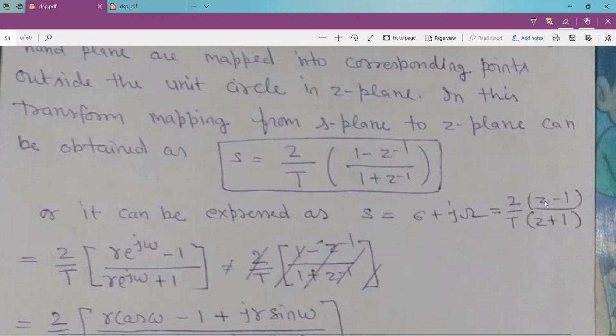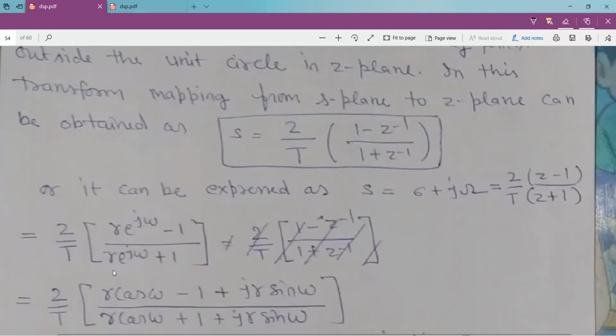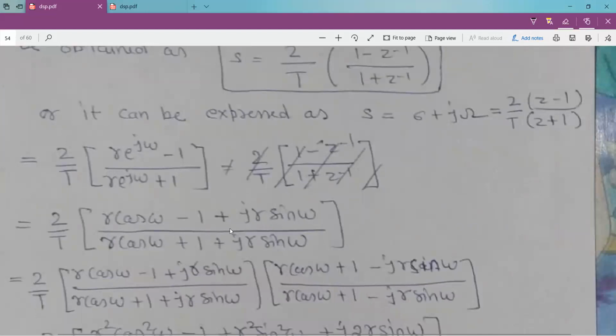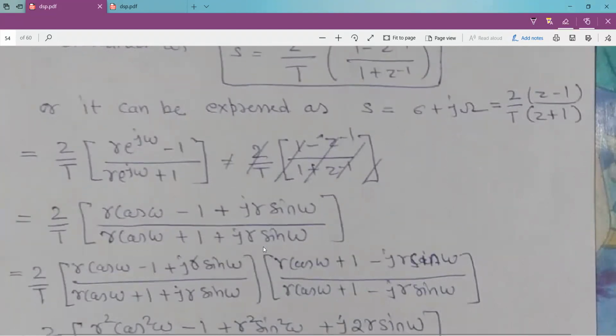As Z is also a complex number represented as R e raised to the power J small omega, where small omega is the digital frequency. So if we put the value of Z here, we will obtain the expression in terms of (R e raised to the power J omega minus 1) upon (R e raised to the power J omega plus 1). E raised to the power J omega is a complex number that can be written as cos omega plus J sin omega, and after that we will obtain this particular form.